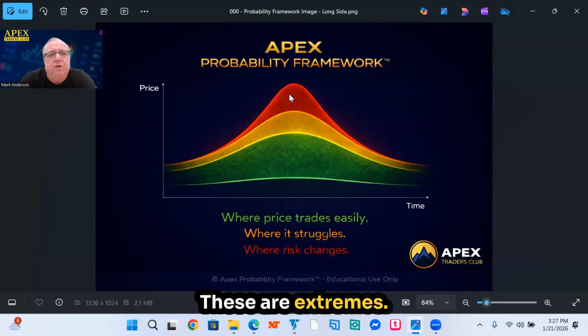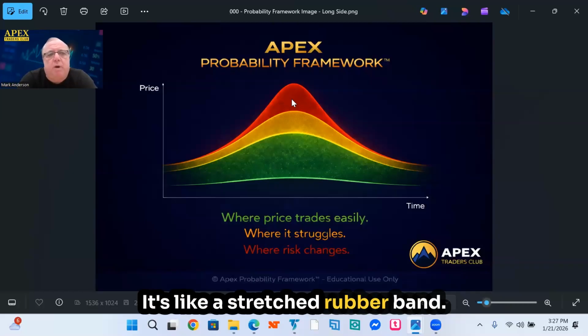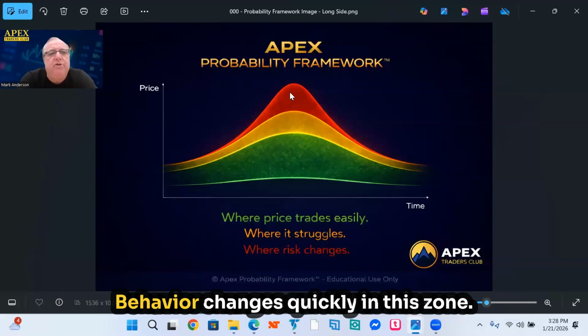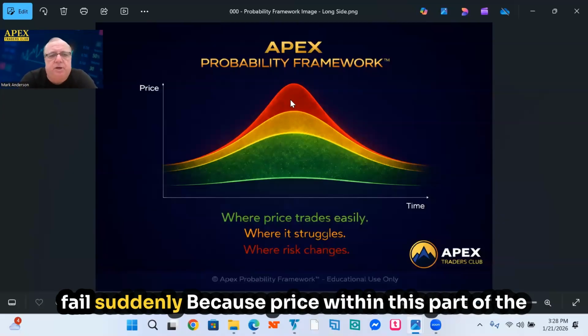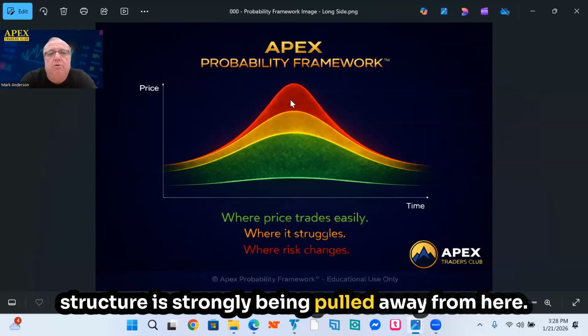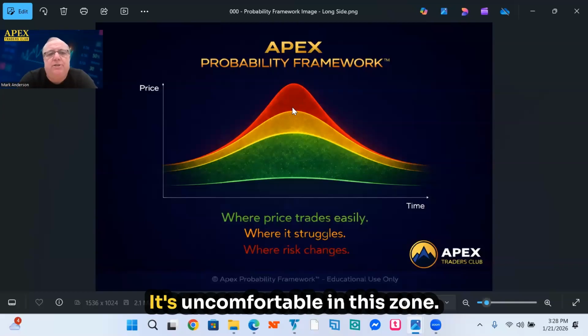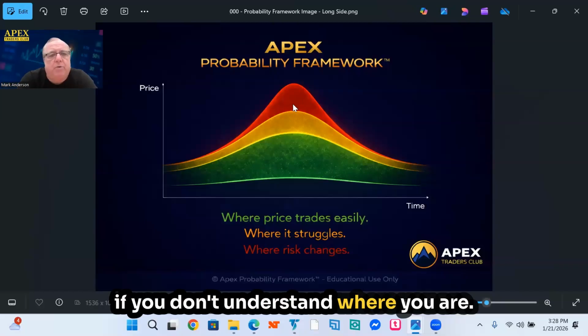These are extremes. Price doesn't like to spend much time here. It's like a stretched rubber band. It wants to pull hard back the opposite direction. Behavior changes quickly in this zone. Moves accelerate, they stall, they reverse, or they just fail suddenly because price within this part of the structure is strongly being pulled away from here. It's like a repelling magnet. It wants to move away. It's uncomfortable in this zone. This is where mistakes get very expensive if you don't understand where you are.